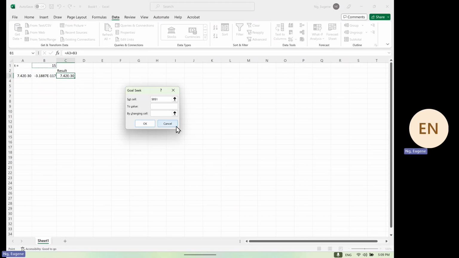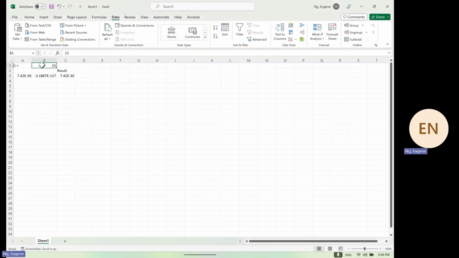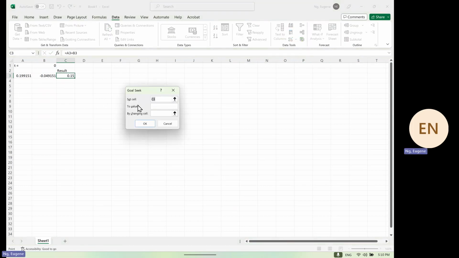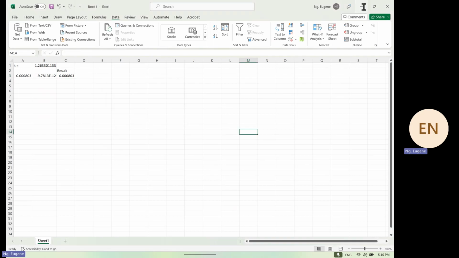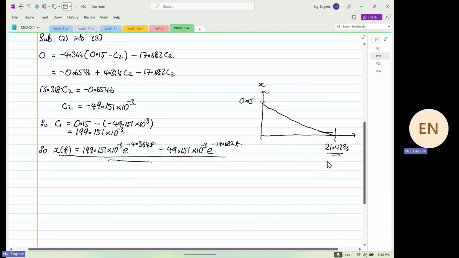So if I put this to 0, it's equal to 0.15, right? It means your solution is correct, or your boundary conditions are implemented correctly. Okay, so we want that value to equal 0 by changing this value. The answer is 1.263.